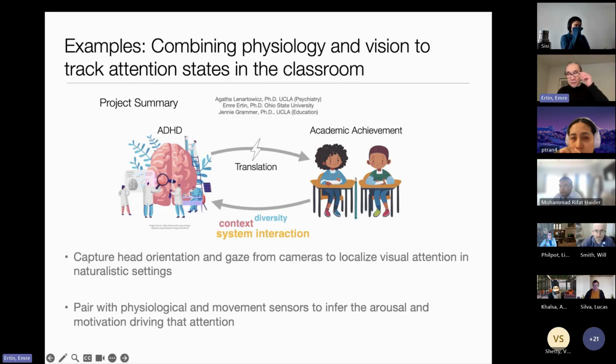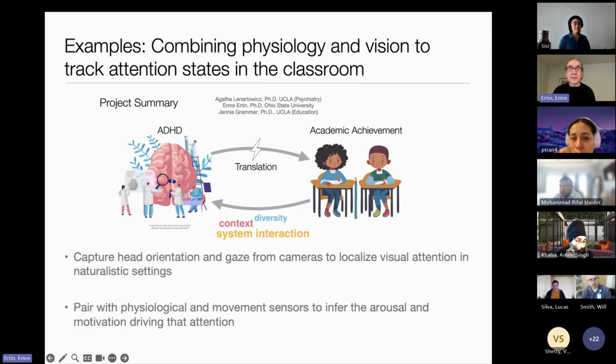So mobile health is maybe a natural choice here. And the idea is perhaps we can instrument these classrooms with some sensors and give the students some wristbands, so that we can do two things. We can get their orientation and their torso orientation and gaze from cameras to localize visual attention. Where are they looking? Are they facing the teacher, facing their partners when they are working on an activity together in a natural setting? And then pair it with some physiological and movement sensors to infer the arousal and fidgeting and other motivation driving that attention.